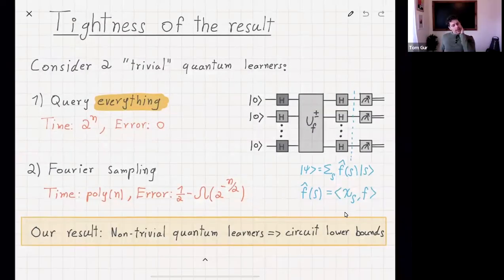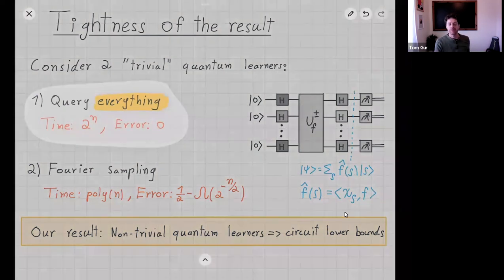Going back to this point, I said if we do better than a trivial learner. I just want to give an example of what I mean by trivial learners. There is one trivial learner, which is also trivial in the classical setting. It's completely not interesting. It says, well, query everything. If you query the entire truth table of the function, then you get a perfect prediction, and the error is zero. So this is a completely degenerate condition.